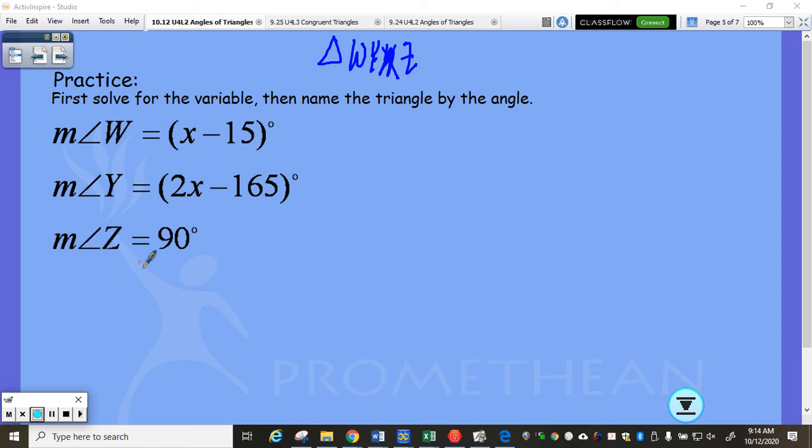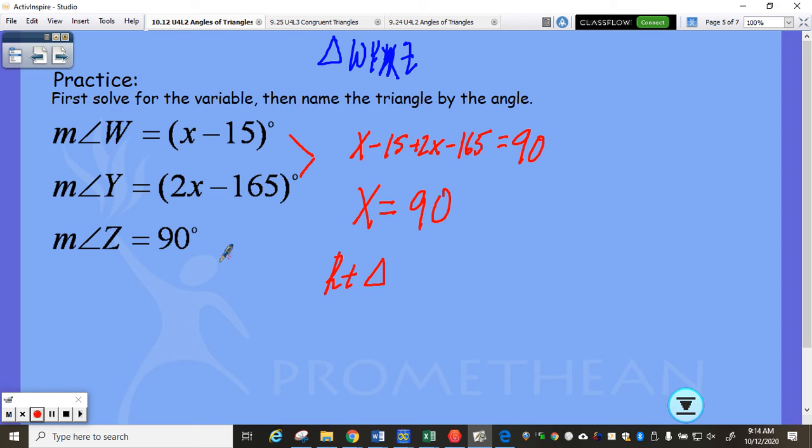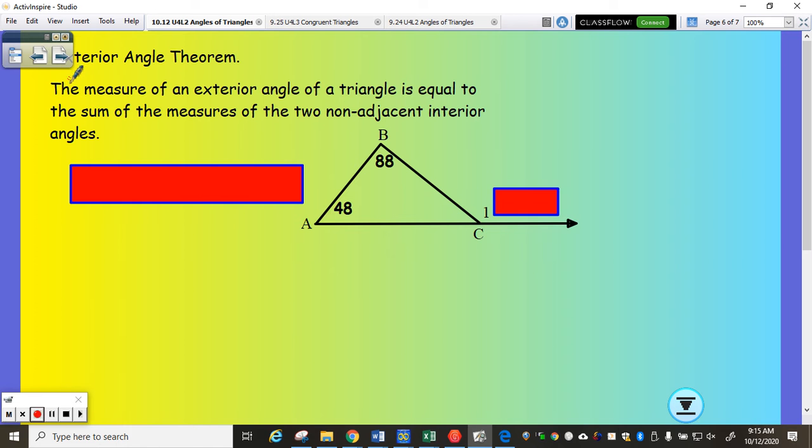In essence, if this angle right here is 90, what do these angles right here have to add up to equal? So therefore, x minus 15 plus 2x minus 165 has to equal 90 degrees. All right, so what does x equal here? And this is a right triangle because we have one angle which is 90 degrees. Good.